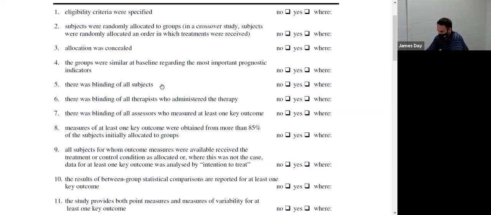So blinding of the subjects, meaning that the subjects don't know what group they're in. 6 is blinding of the therapists. 7 is blinding of the assessors. So obviously, if it states that they're blinded, that's great. But you can also award the point if it's reasonably expected that they would have been unable to distinguish between the treatments.